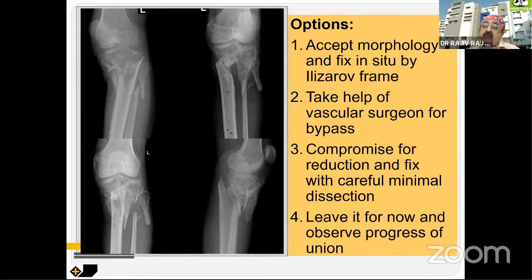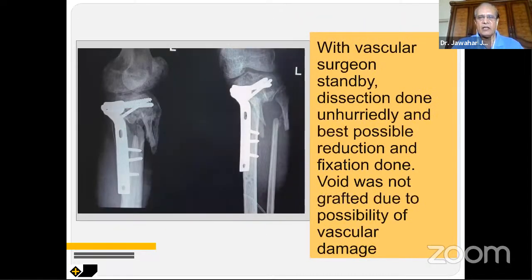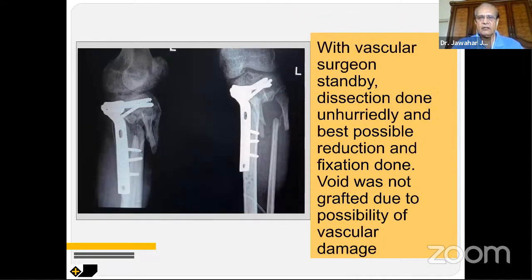Okay. Jetwa sir, can we proceed with the case? Yes. I think those are very good suggestions, and exactly that is what I did, with a vascular surgeon on standby. Dissection was done unhurriedly, very slow dissection, only on the lateral side. The best possible reduction was achieved, but I did a very thorough small dissection of all the fibrosis, and fixation was done.